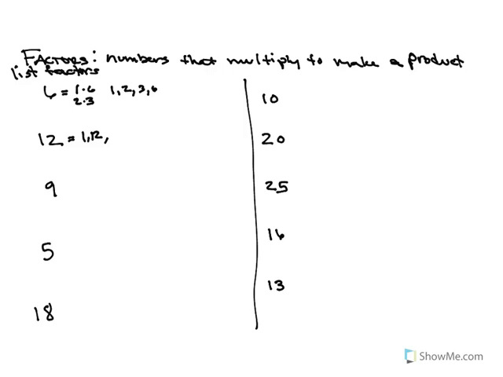And then you would just start trying numbers. So 12 divided by 2 gives you 6. So then you know that 2 and 6 are factors. Then you can try 3. When you divide 12 by 3, you get 4. So it's 3 and 4.